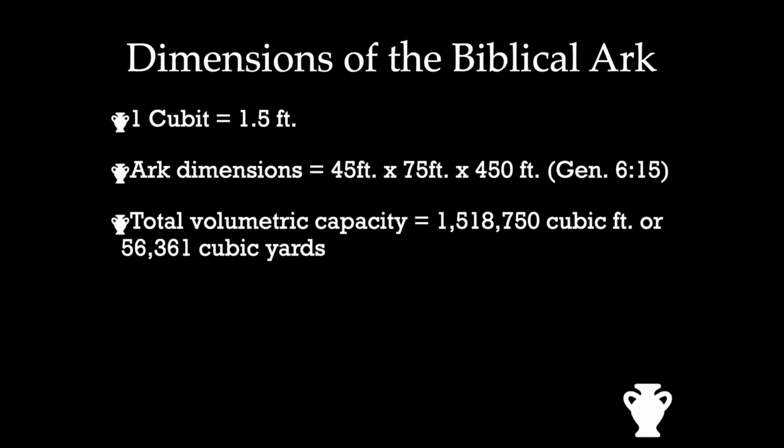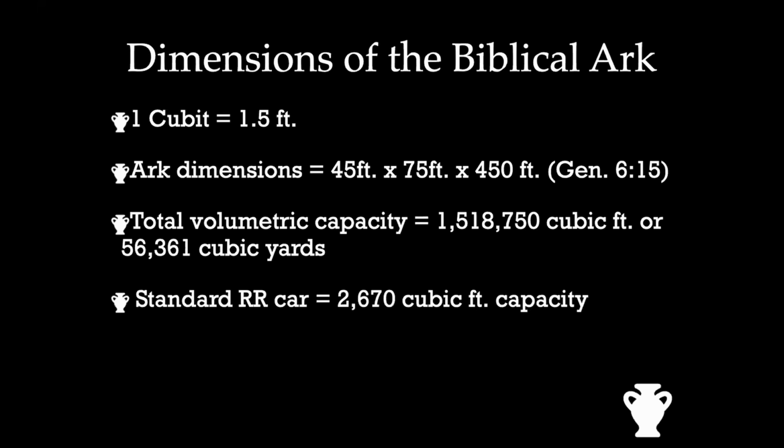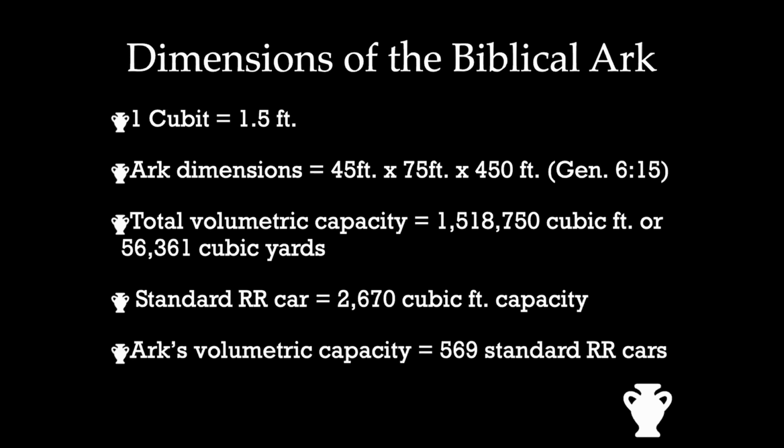The ark dimensions are 45 by 75 by 450 feet long. That's pretty large. Its total volumetric capacity is 1.5 million cubic meters, or 56,361 cubic yards. A standard railroad car is 2,670 cubic feet capacity. The Ark's volumetric capacity is 569 standard railroad cars. So we're talking about the Biblical Ark could actually carry a lot of stuff.